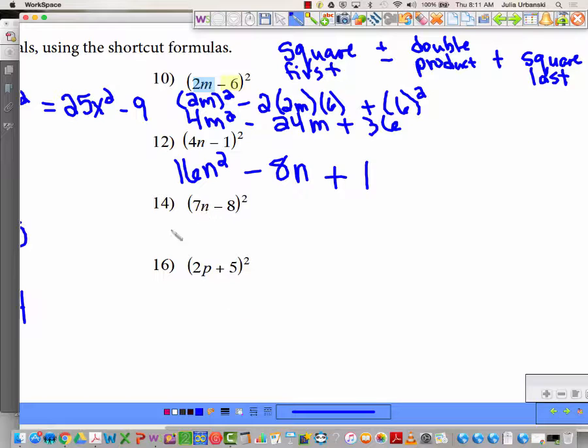Number 14. Square the first number. What do we get? 49n squared. Multiply the two numbers together and multiply by 2. 56 times 2? 112, right? Positive or negative? Negative 112n. But the last number is always positive, and that would be what? 64.